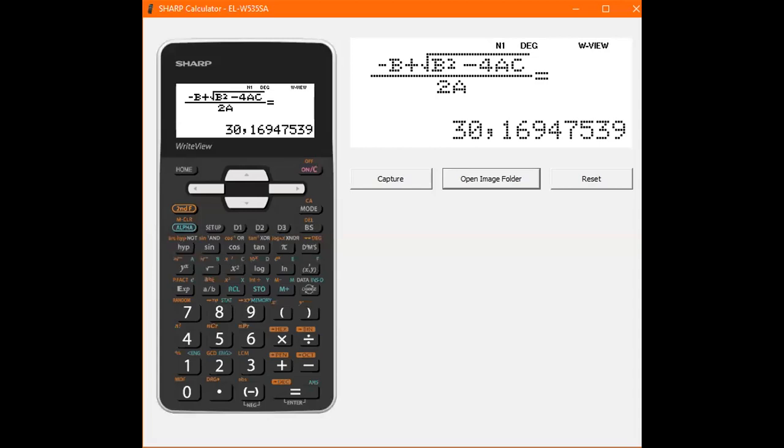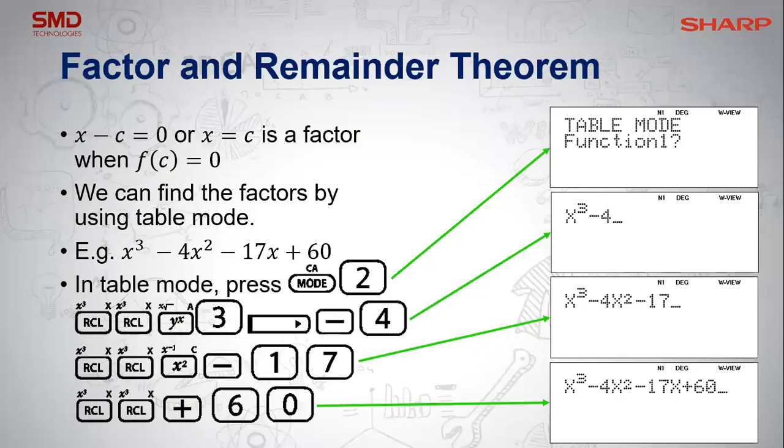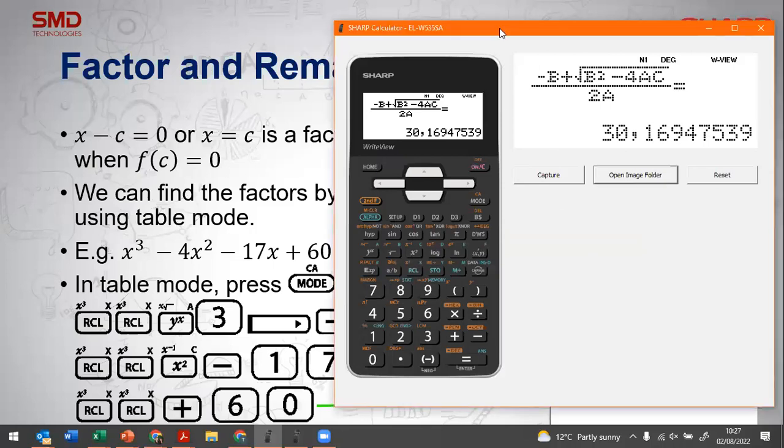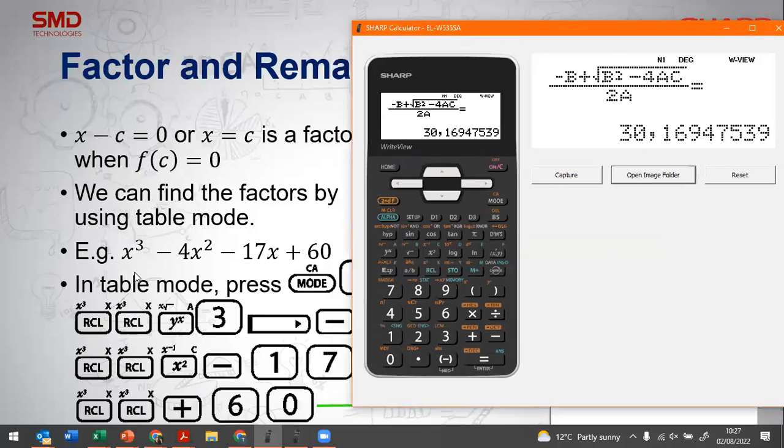So, oh, I've done the wrong thing now. Here we go. Okay. Sorry, blonde moment. So here's my expression or my formula, my cubic equation, right?